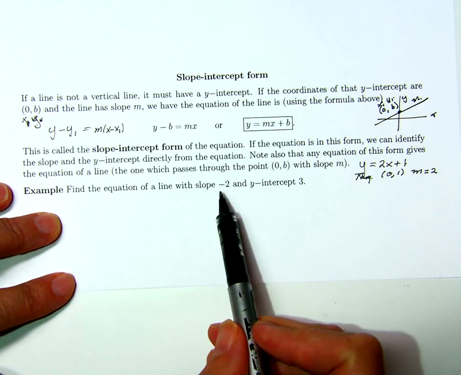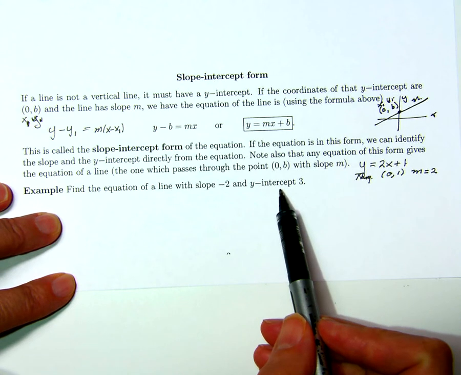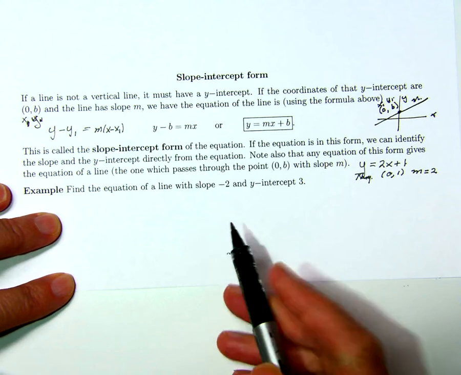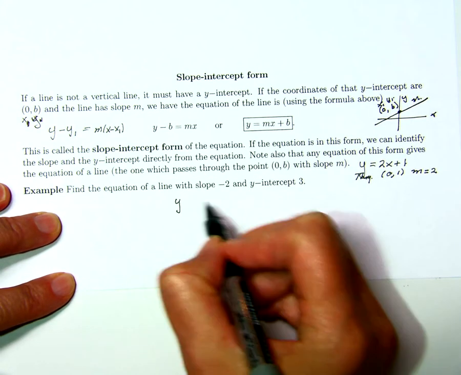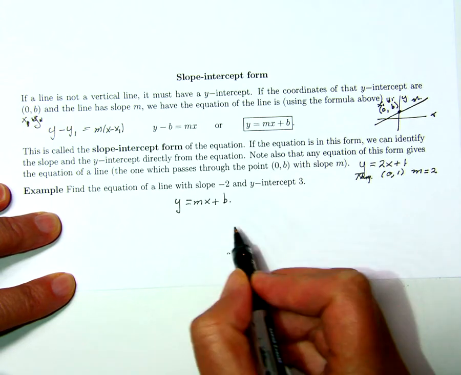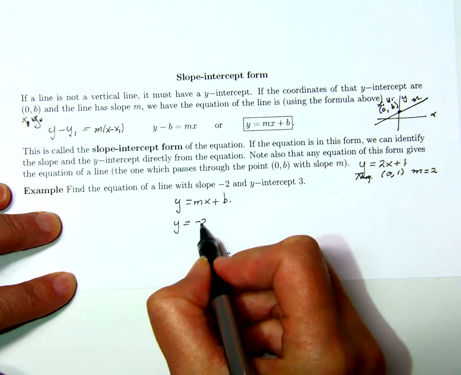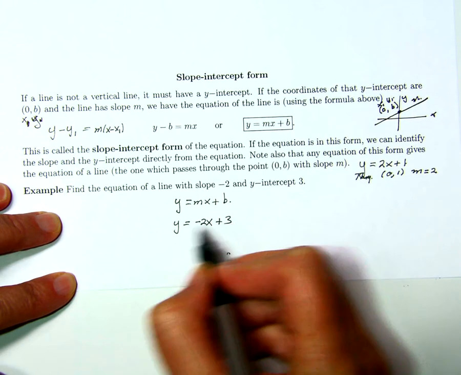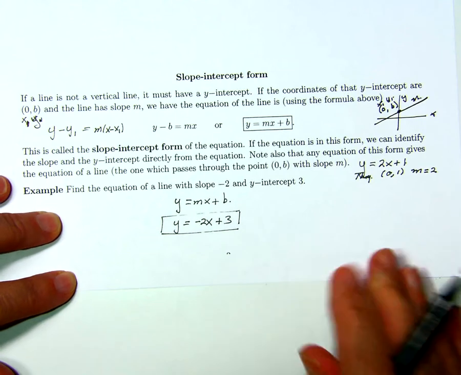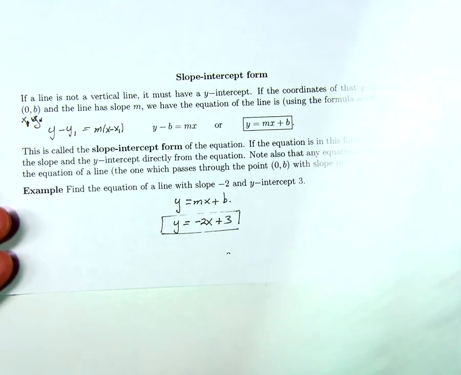Suppose I know that a particular line runs through the y-axis at y equals 3 and has slope negative 2, then I can write down its equation immediately. y equals mx plus b, where b is the y-intercept. y equals negative 2x plus 3 is its equation. So if I'm given this much information about a line, I can write down its equation right off the bat.